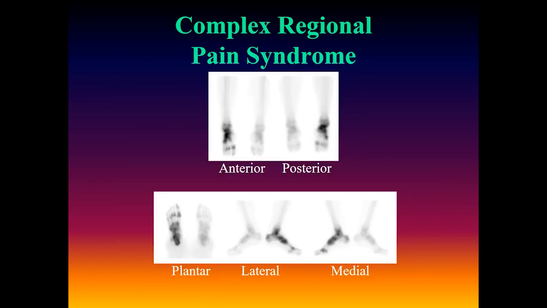It is important to note that complex regional pain syndrome is positive in all three phases in only about half of the cases, period. If on the skeletal images there is diffusely increased radiopharmaceutical uptake, which is particularly intense in a periarticular distribution, that is sufficient to make the diagnosis.